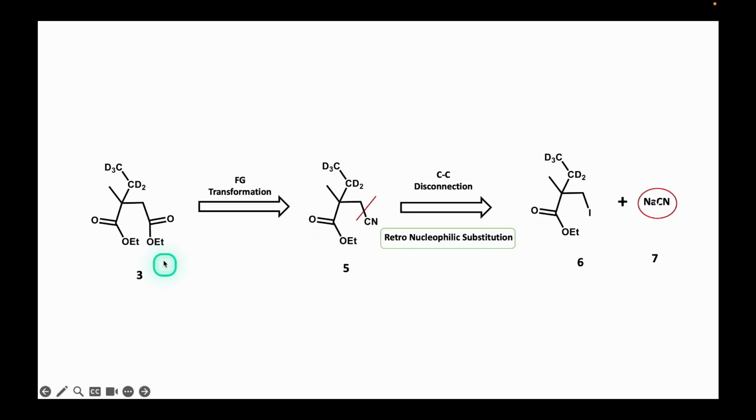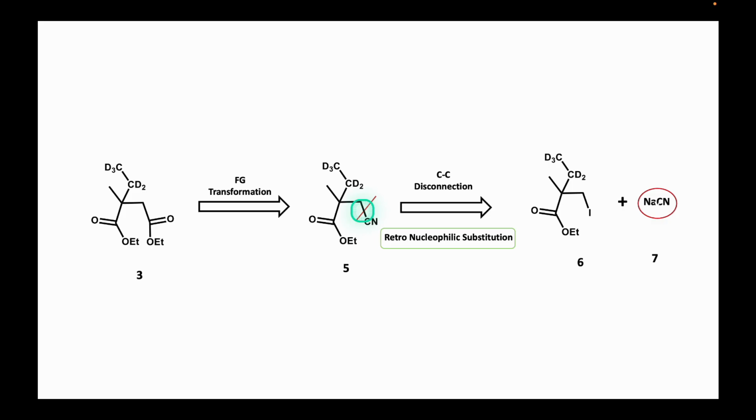The succinate disubstituted on the same carbon atom suggests its formation from a symmetric compound to avoid regioselectivity problems in alkylation reactions. With this idea, a functional group transformation leads to compound 5 with a nitrile group. A carbon-carbon disconnection in 5, based on a nucleophilic substitution reaction, generates the iodinated compound 6 and sodium cyanide 7 as raw material.